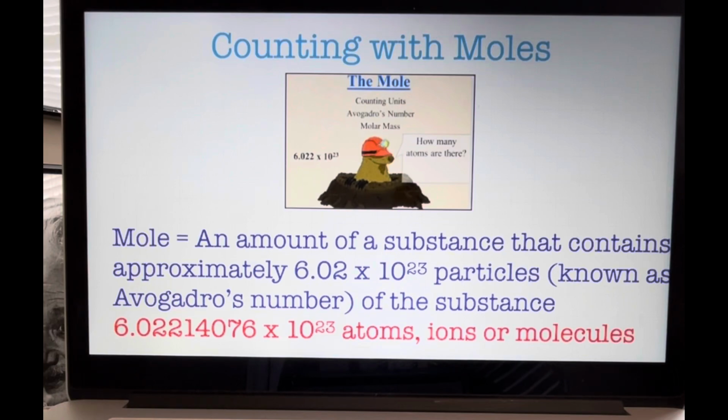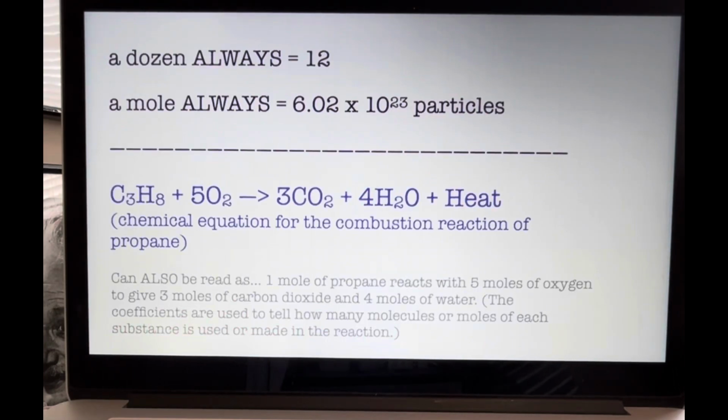Since that is such a long number, we sort of round it to 6.02 times 10 to the 23rd. For example, 1 mole of water contains 6.02 times 10 to the 23rd molecules of water. 1 mole of silver contains 6.02 times 10 to the 23rd atoms of silver. The important thing to remember here is that a mole is always the same number of particles. So just as a dozen is always 12 and a pair is always 2, a mole is always 6.02 times 10 to the 23 particles.